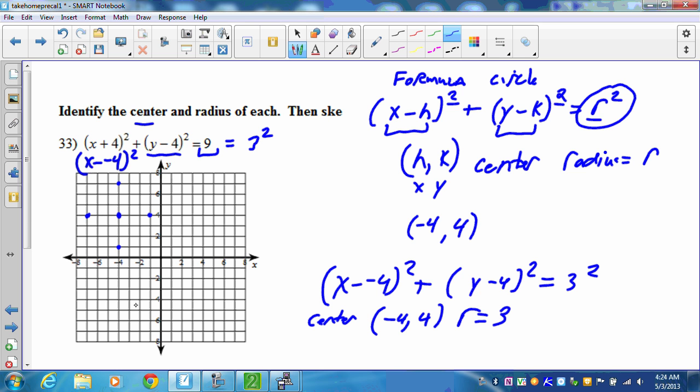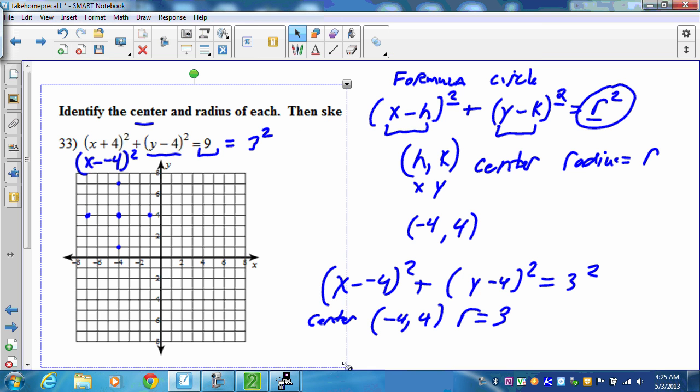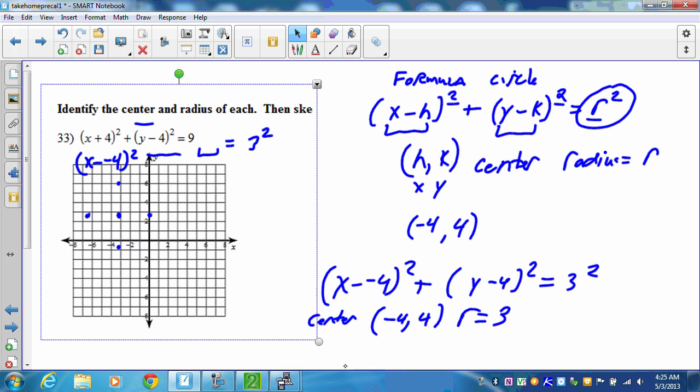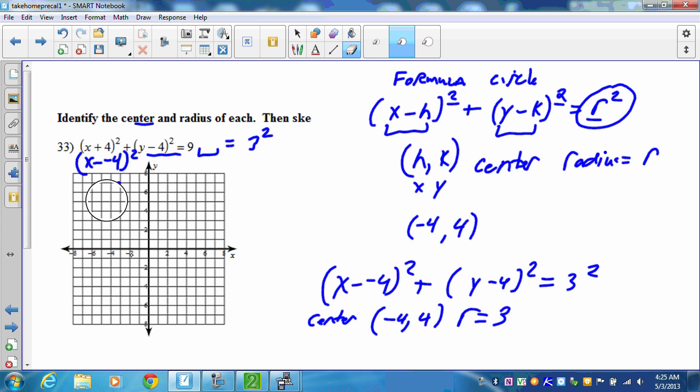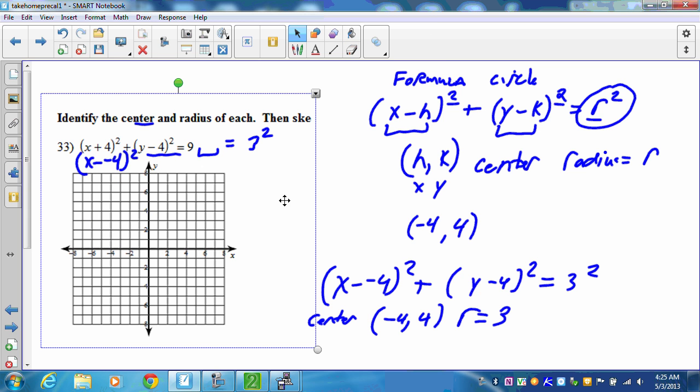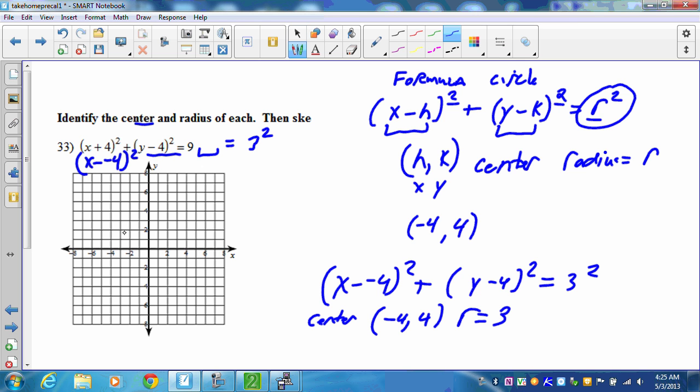I think when I copied this problem, I don't think this remained a square grid, so let's see how that does. It looks a little more square to me. So let me try that again. Let's just put our points back on there. We have negative 4 and 4. And we go up 3, over 3, a little more of a circle. Yeah, somewhat better.